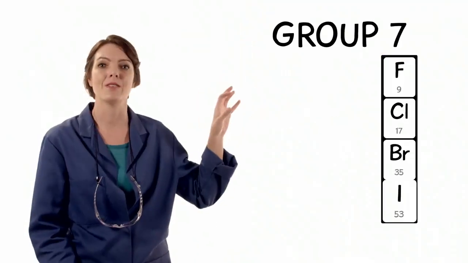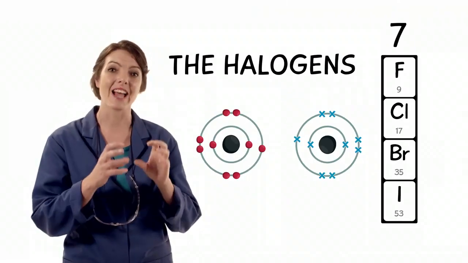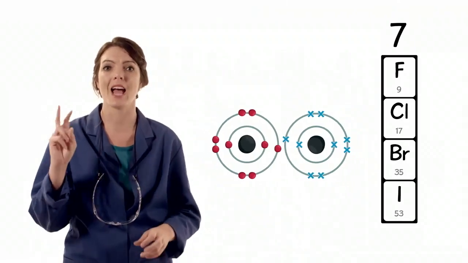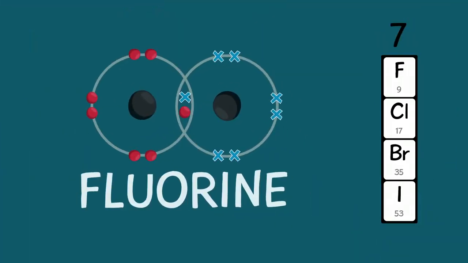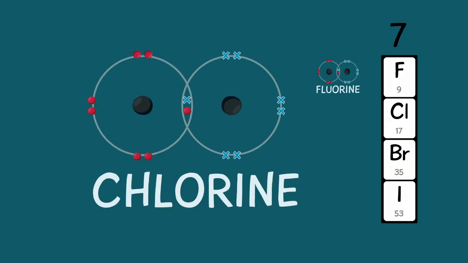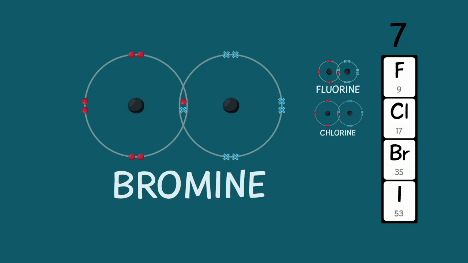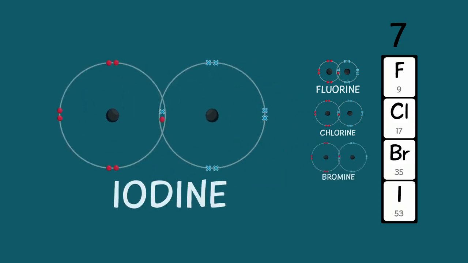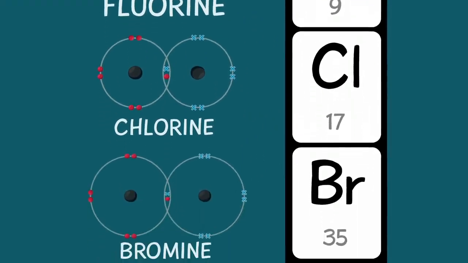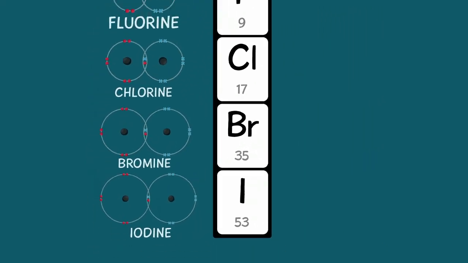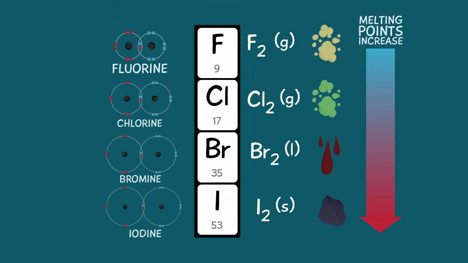Group 7 elements are reactive nonmetals called the halogens. They exist as diatomic molecules, 2 halogen atoms joined by a covalent bond. They are fluorine, a very pale yellow gas; chlorine, a pale green-yellow gas; bromine, a red-brown liquid; and iodine, a shiny purple-black solid. As you go down group 7, the elements become darker. At room temperature, they go from gas to liquid, then solid, because their melting points increase.